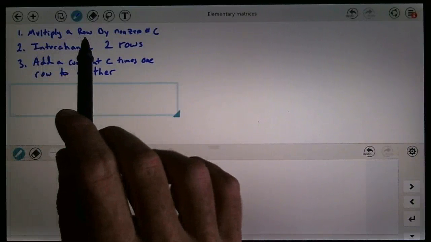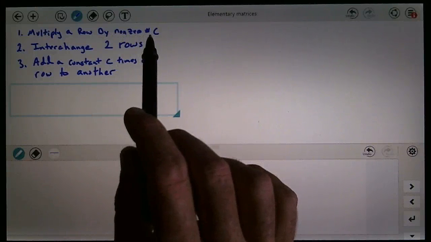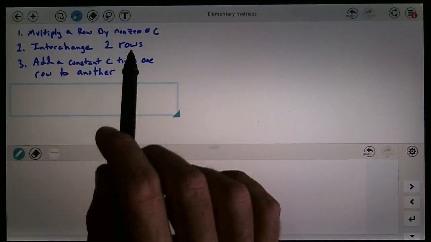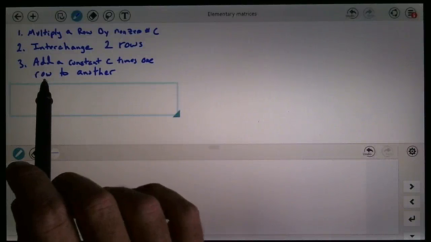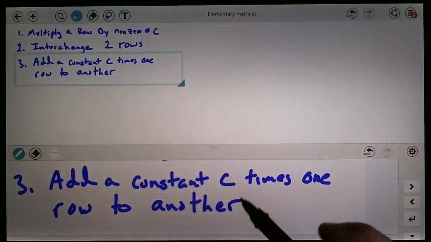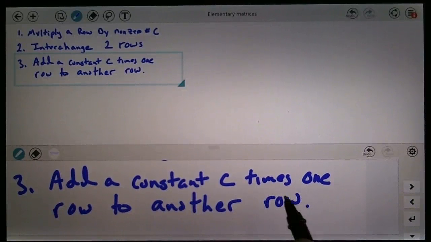You can multiply any row of the matrix by a non-zero constant c. You can interchange two rows, and you can add a constant c times one row to another row. So you multiply one row by a constant and add it onto the other. These were the three elementary row operations, and what they did was they changed the matrix, but when we interpreted a matrix as the augmented matrix of a system, these operations didn't change the solution set to the system. So it allowed us to solve systems.